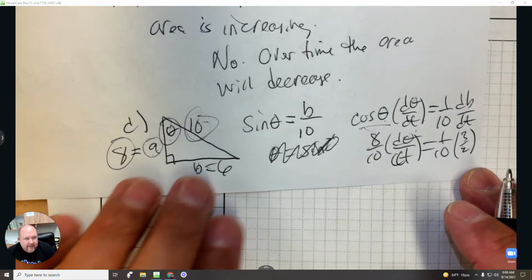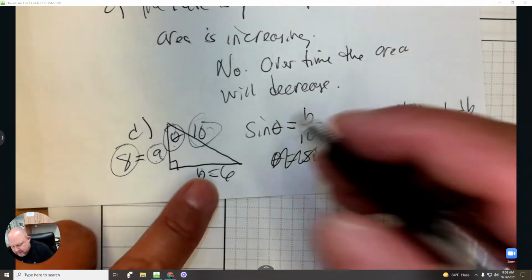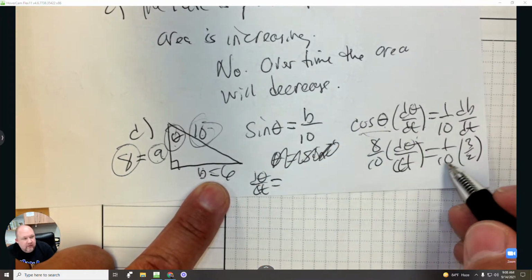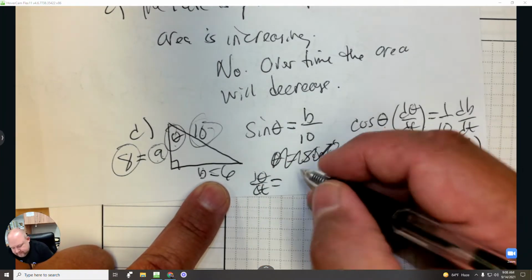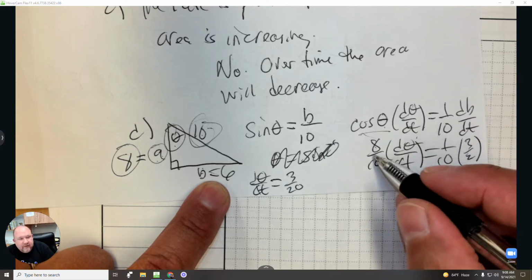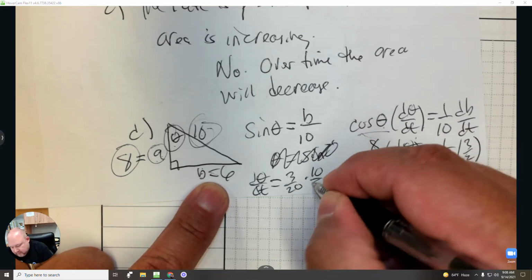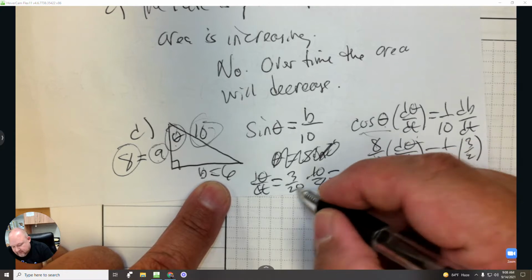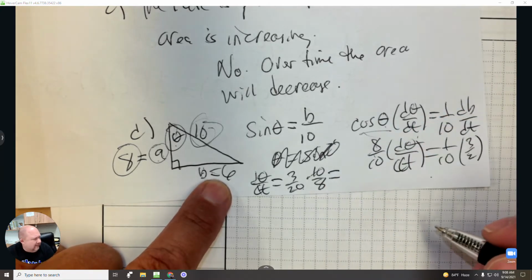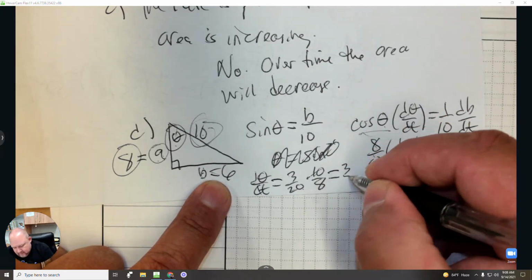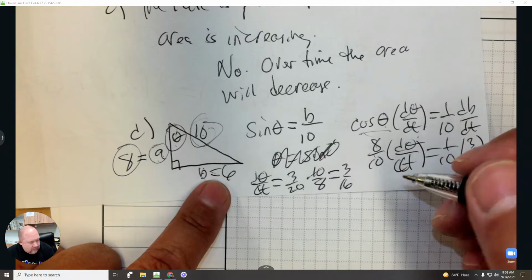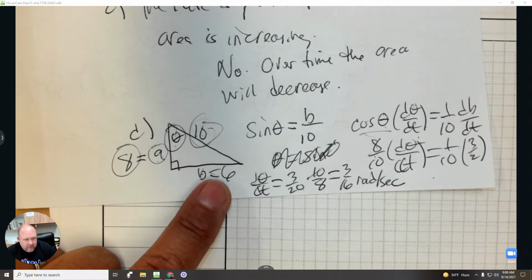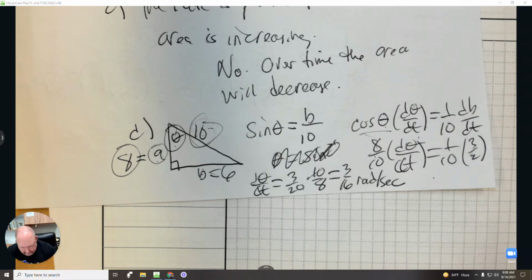And then if I put that together, I'm running out of space here. I got this. This is 3 over 20. And then instead of dividing, I'm going to go times the reciprocal to get it by itself. That's 3 over 16. And that's in radians, right? Per second. That was tricky, right? We did it together.